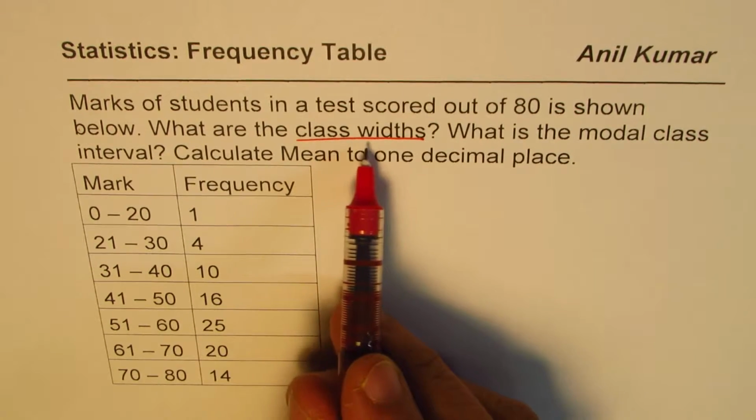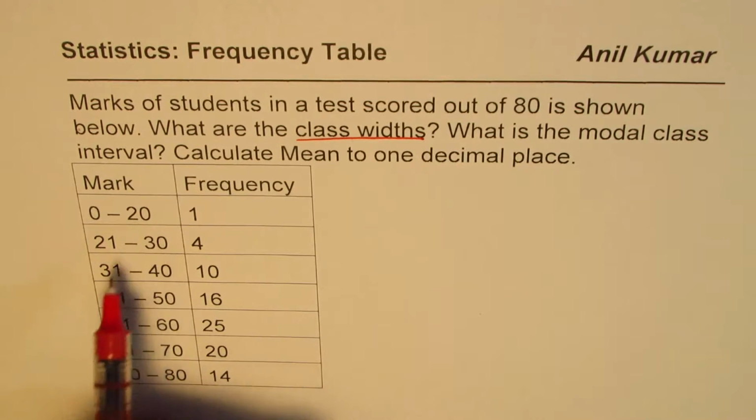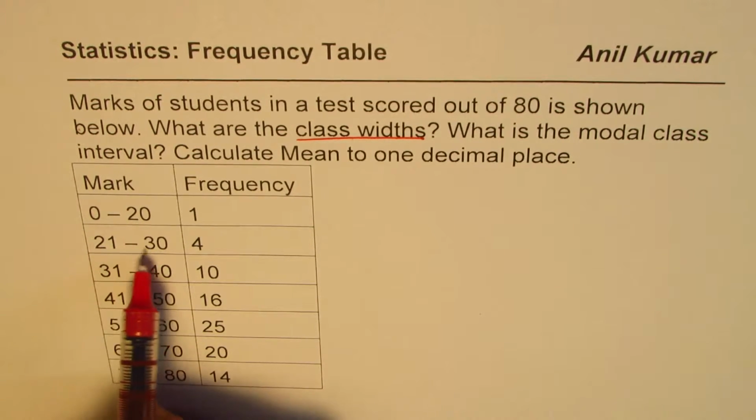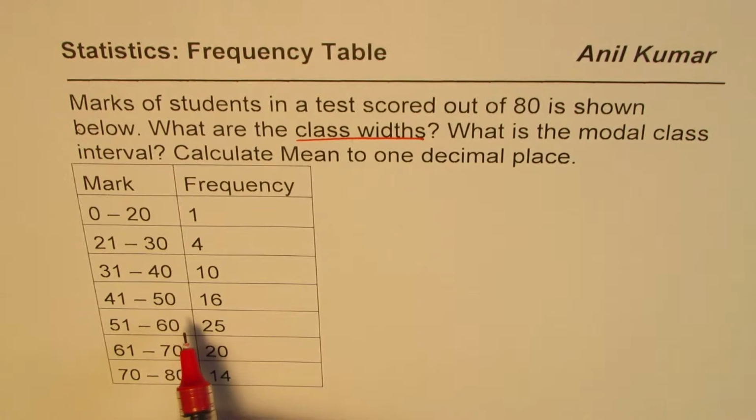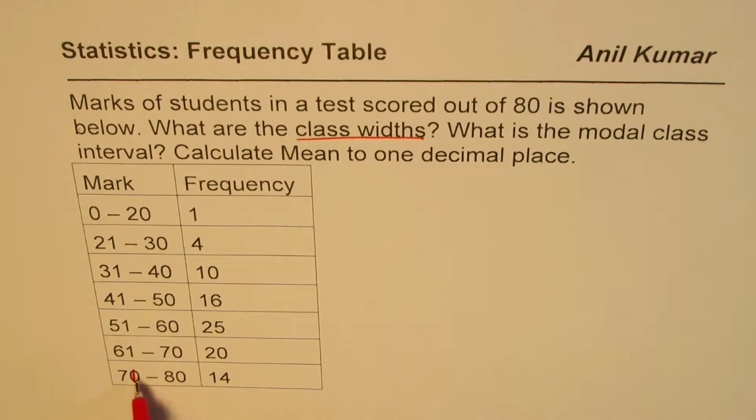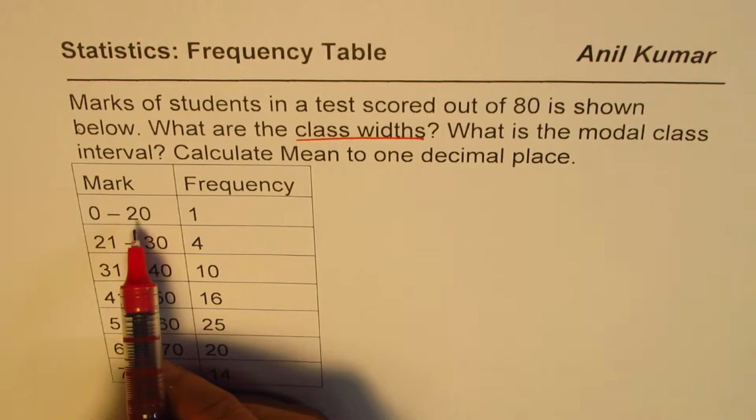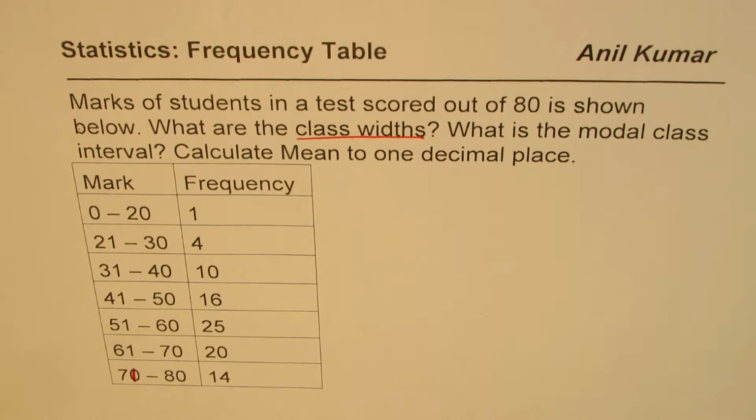As far as the class intervals are concerned, the first one is 0 to 20, and then we have 21 to 30, 31 to 40, 41 to 50, and so on. This last number should be 71 to 80, let me correct it. So what we notice here is the rest are all intervals of 10, but the first one has a different interval. It is to highlight that we could have different class intervals also.